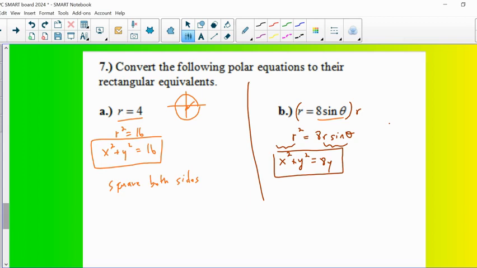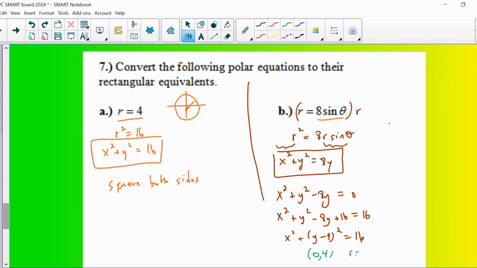Could complete the square to find its center. I know, if you have me first semester, you know how much I love that. Minus 8y is equal to 0. I'm just doing this because it's fun. You don't have to. Plus 16 equals 16. And so then we get x squared plus y minus 4 squared equals 16. So this circle is centered at 0, 4, and its radius is 4.